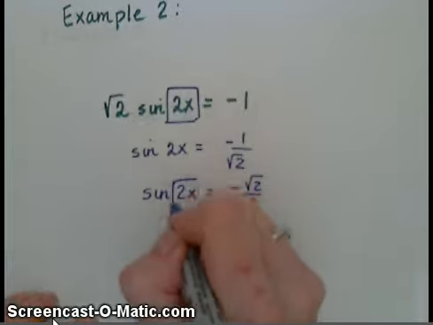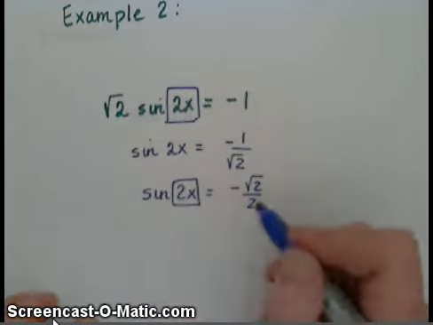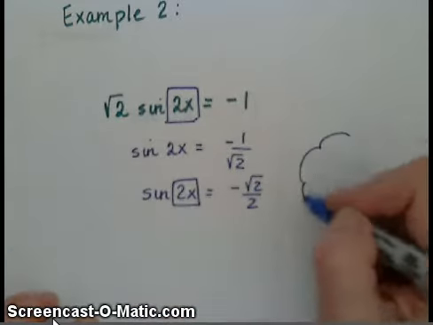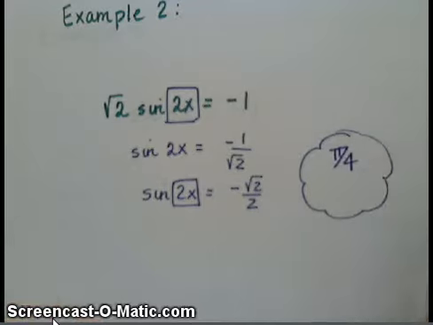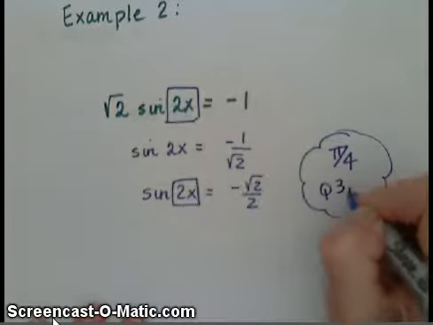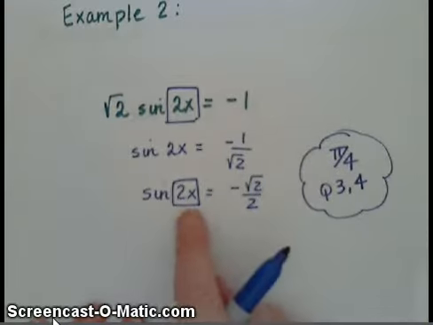Okay, remember, this is the angle. So the angle that has that sine, think, is pi over 4 angles in quadrants. Let's see, sine is positive in 1 and 2, so we need it in 3 and 4. This is the angle. Don't worry about it having a 2 in front of it.